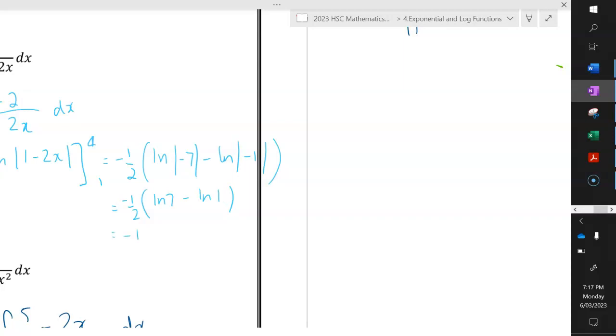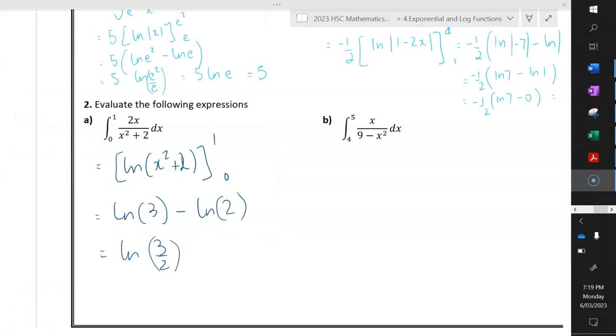So that's going to be equal to minus a half. Log of 7 is log of 7. And log of 1, well, that's saying e to the what gives me 1. It's going to be 0. So that's minus 0. So the answer is going to be minus a half log of 7.